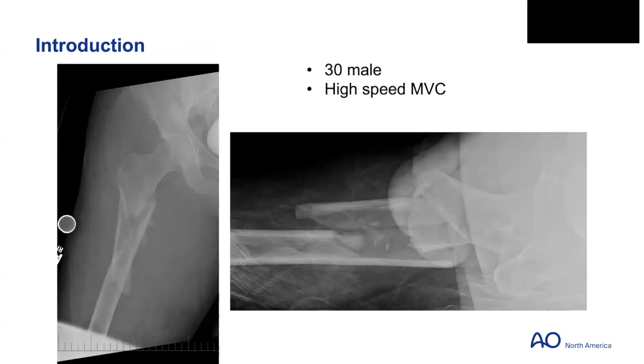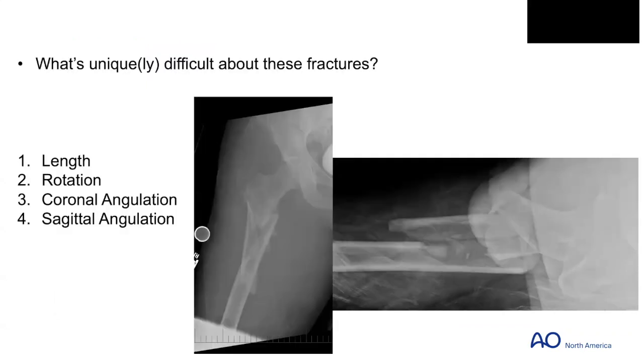So this is one of my cases. This is a 30-year-old high-speed MVC. He has a very comminuted subtroch femur fracture with a very short segment. And maybe I'll just start with Jeff and ask him, what goes through your mind with seeing this case? What do you think is going to be difficult for you in terms of what's written on the slide, length, rotation, or coronal sagittal plane?